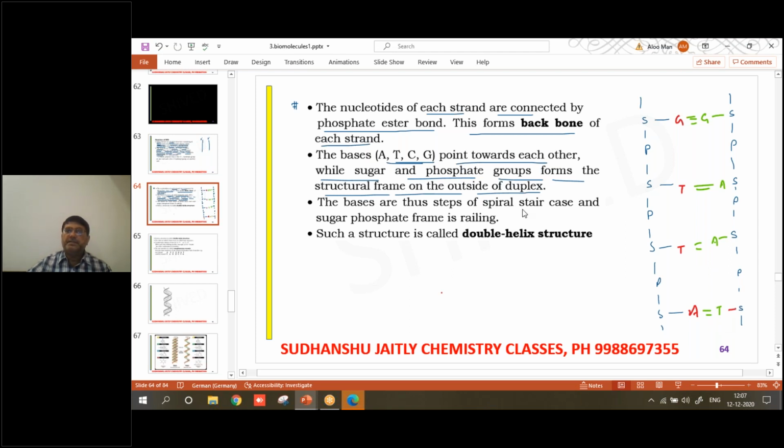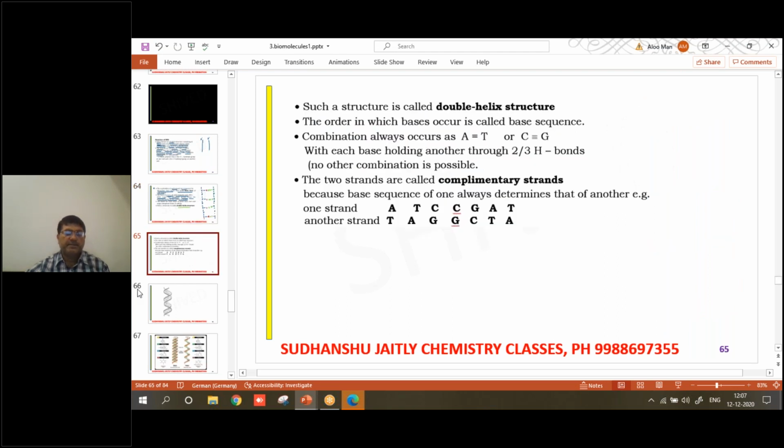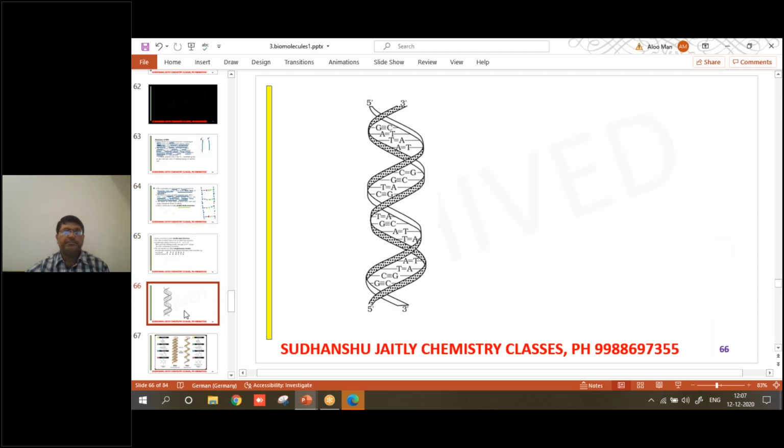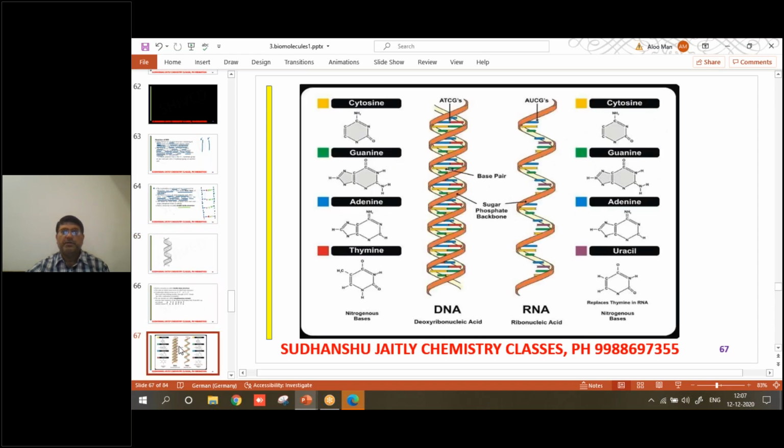The bases are the steps of a staircase. You are climbing a staircase, and the sugar phosphate is really the railing, which is straight. Twist it like this. That is going to be known as the double helix structure. Watch again, the double helix structure, right?